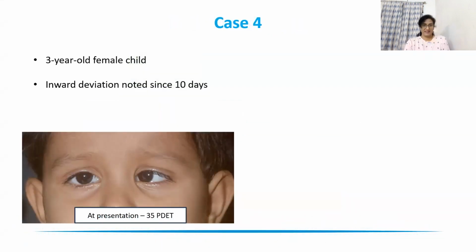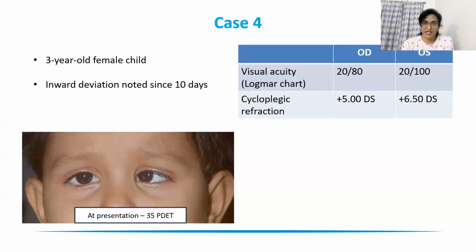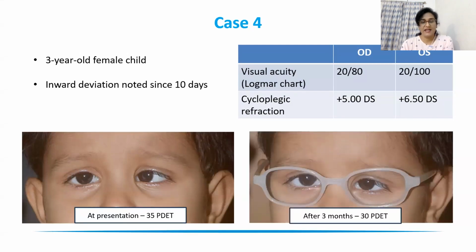Let's look at another case. Now, this is a 3-year-old female child, who complained of inward deviation noted since just 10 days. At presentation, she had an esotropia of almost 35 prism diopters. Her visual acuity was slightly lesser. Cycloplegic refraction revealed a significant amount of hypermetropia. She was started on glasses, and after 3 months, if you can see, she's still wearing her glasses, but she still has a significant amount of esotropia.